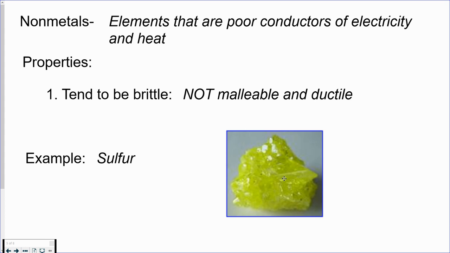An example is sulfur. Look at that. It's kind of a nice, pretty green. If any of you have well water at the house, sulfur is the reason that it might smell like eggs.